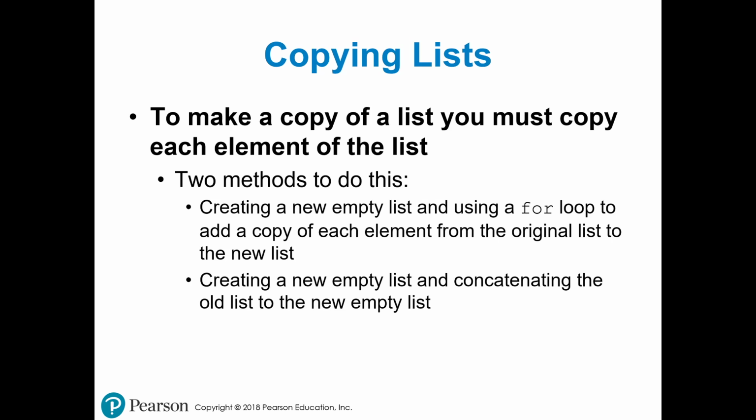One is you can create a new empty list and use a for loop to add a copy of each element from the original list to the new list. Or we can create a new empty list and concatenate the old list to the new empty list.